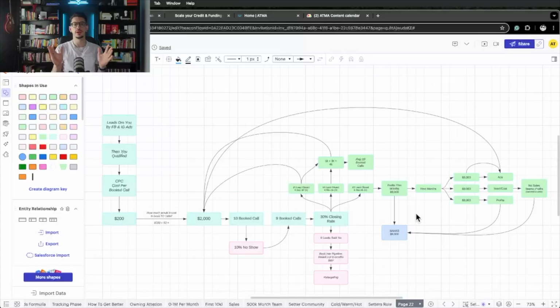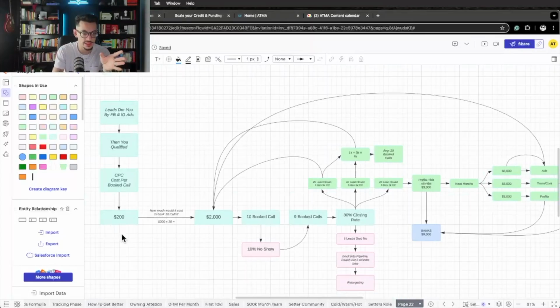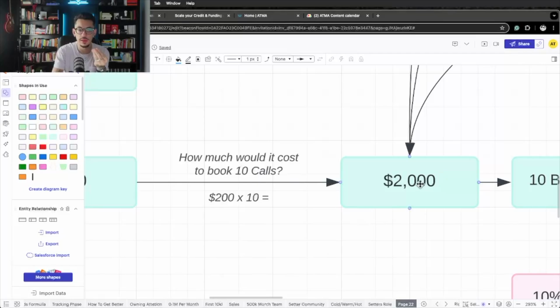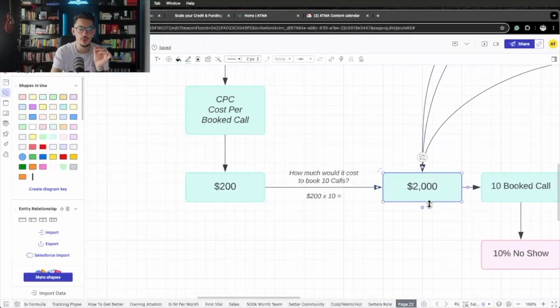But that's it for this video, guys. This is pretty much what you guys do once you have your cost per book call. And this is kind of how you scale it. This is kind of how you predictably say, hey, if I spend this much, how much would I average what I get? And again, this is averages. You're not always going to spend $2,000 and always get 10 book calls. It could be 1,800, it could be 2,500, this is just averages. But this is how I look at it, and this is how I scale.